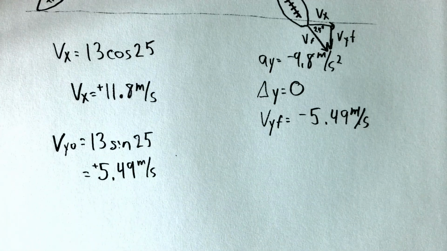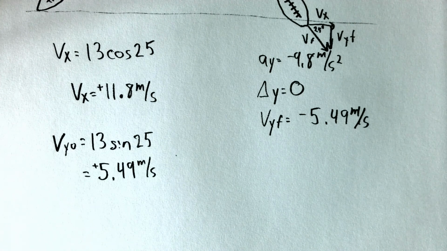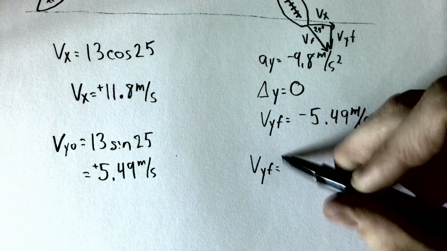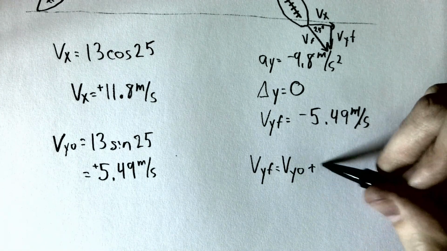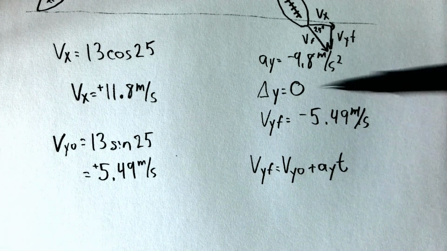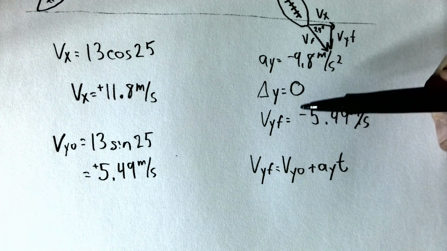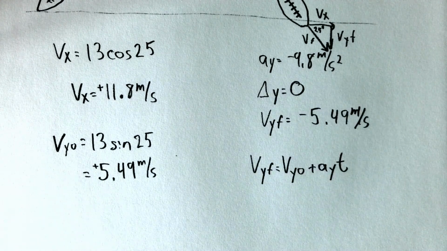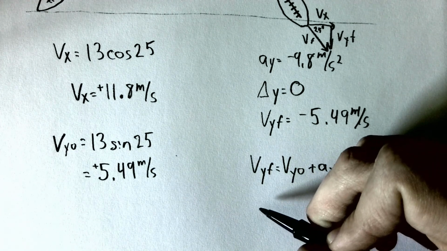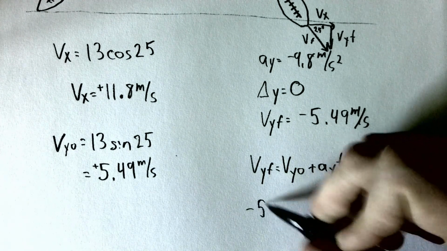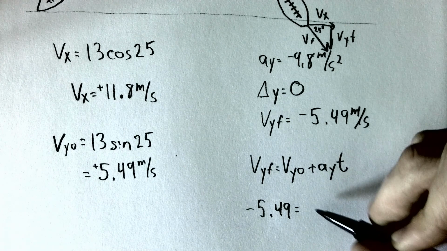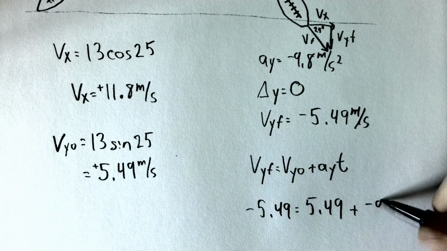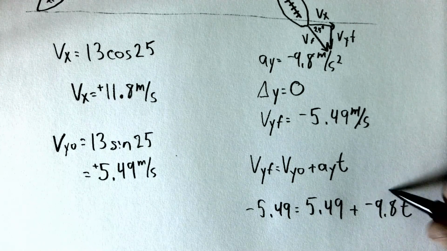So we're ready to go. We're trying to find time. My fave is this guy. But we have 4 numbers to choose from. We have these 3, and we have this one over here. So when you have 4 numbers, there's more than one equation you can use. But anyway, negative 5.49 equals 5.49 plus negative 9.8t.